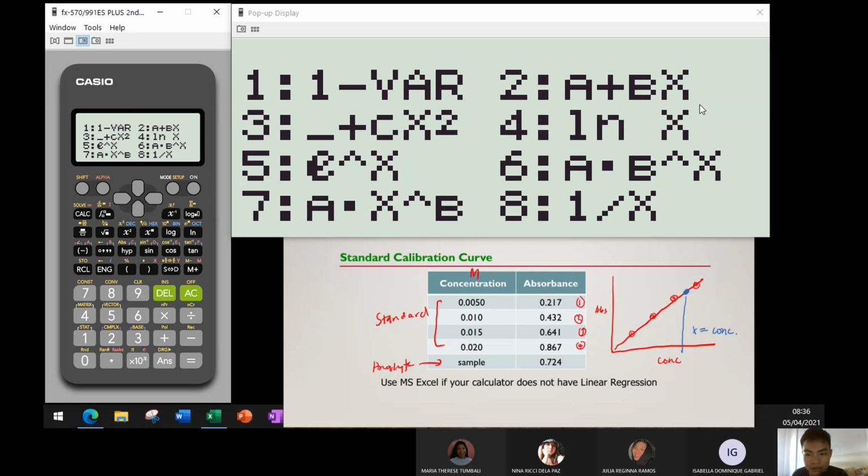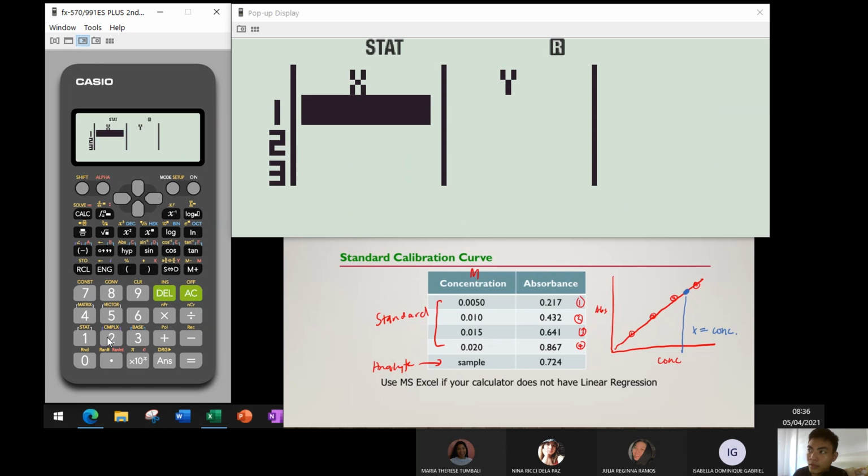Pero, yung katabi nun, ito yung gagamitin natin for linear regression. A plus BX. Meaning kasi nun, Y equals A plus BX. Linear lang yan. Linear yan. So, ito yung gagamitin mo for linear regression. Let's press that. Okay. So, you will be shown X here, Y there. Okay. So, ano yung X? Again, concentration yan. Yung Y ay absorbance.